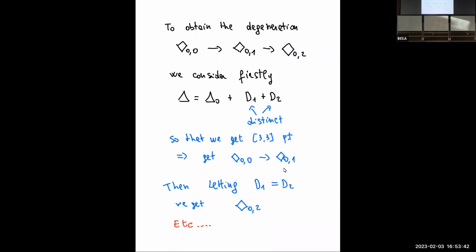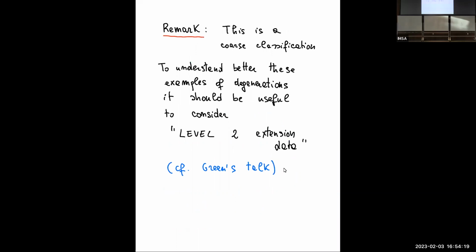Okay, to obtain the entire degeneration. So if one wants to move from (0,0) to (0,2), you need to obtain (0,1) in the middle. Simply, we consider the case where we have two distinct divisors, D1 and D2, and then we let D1 coincide with D2. In this way, we have in the middle an elliptic singularity, and so we obtain, etc. Okay, in this way, we can obtain all the degenerations in the diagram.